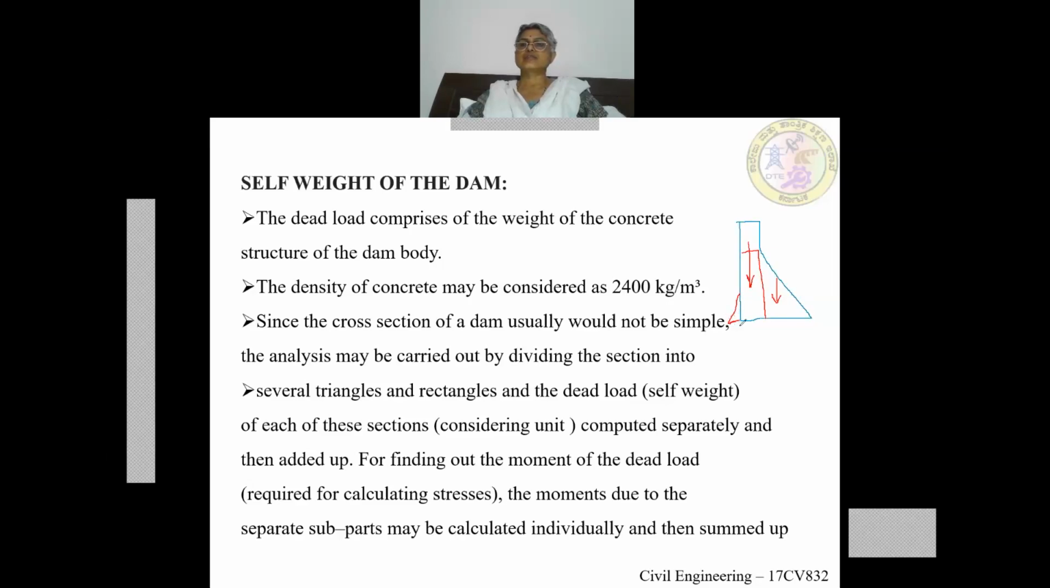It's difficult for me to write here because there will be one more force here, so you can consider this W1, W2 and W3, and you can take the moment of all these forces about the heel. This is the heel and this is the toe of the dam. About the heel or about the toe of the dam, you can sum up W1 into X1, W2 into X2, W3 into X3. These are the resisting moments.